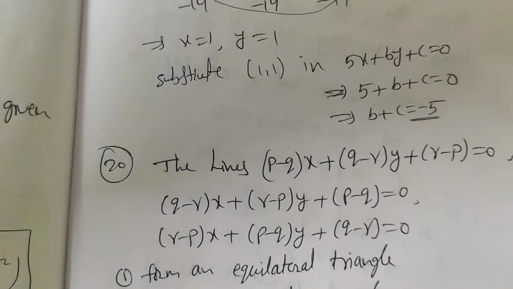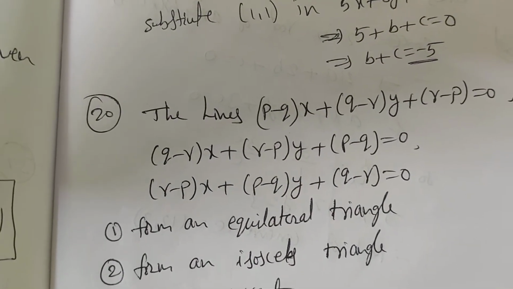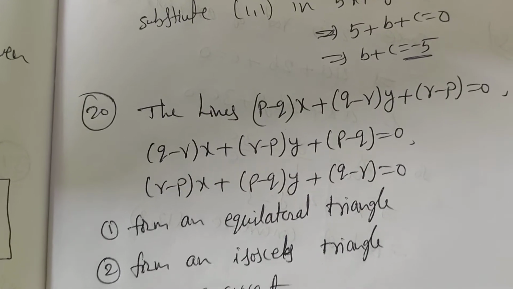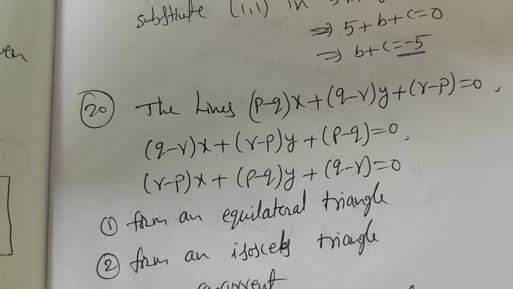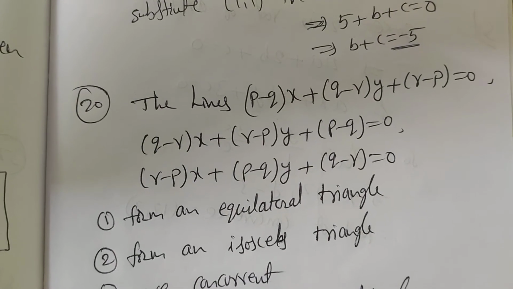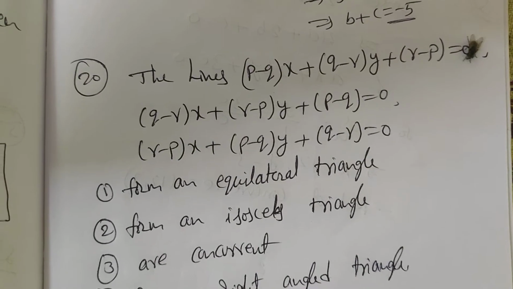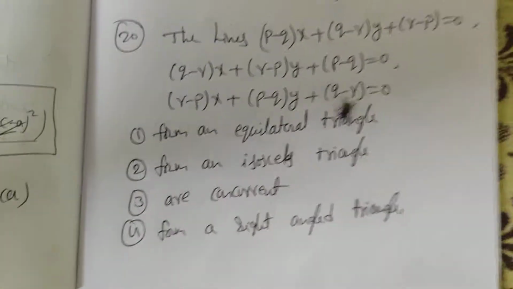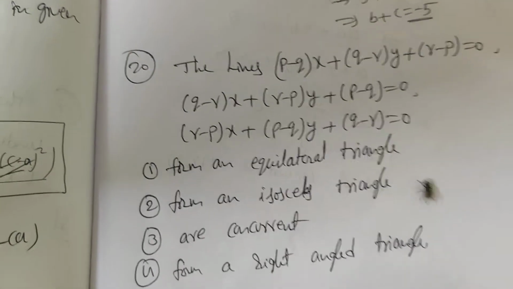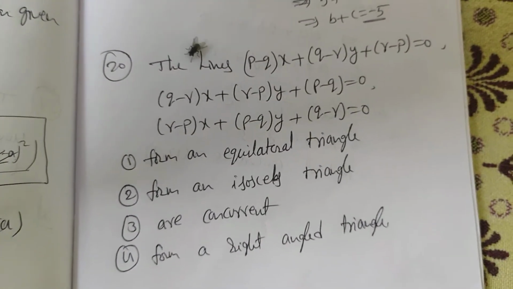Okay, next one. The lines p minus q into x plus q minus r into y plus r minus p is equal to 0, and q minus r into x plus r minus p into y plus p minus q is equal to 0, r minus p into x plus p minus q into y plus q minus r is equal to 0, form an equilateral triangle, form an isosceles triangle, or concurrent, form a right angle triangle. Actually, equilateral triangle, isosceles triangle, right angle triangle, very difficult.